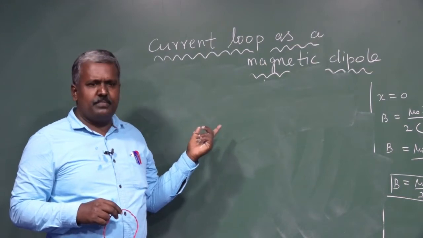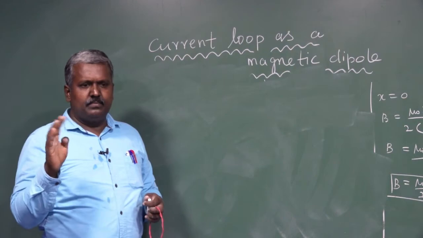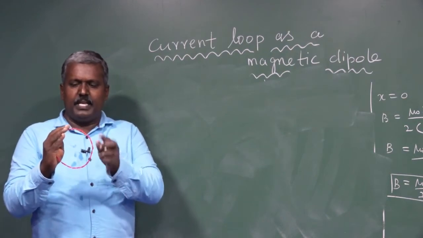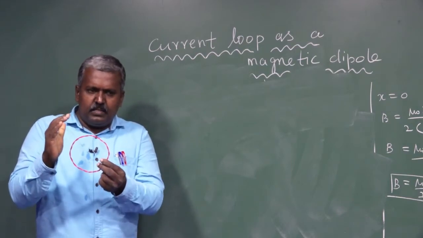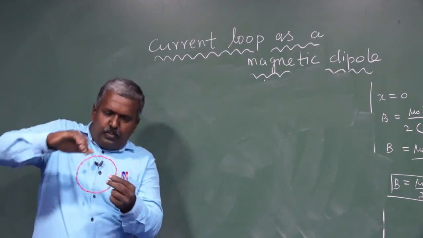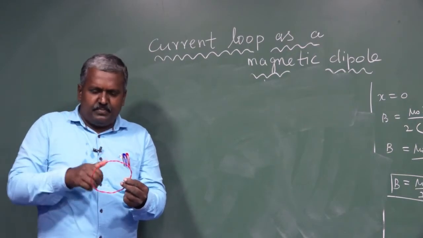This is a 2 mark question. Come on, tell me. What is the purpose of these fingers? Curl fingers, in the direction of... Very good. In the direction of current in the loop. Curl fingers in the direction of current in this loop. The stretched thumb gives us the direction of the magnetic moment of the current loop.